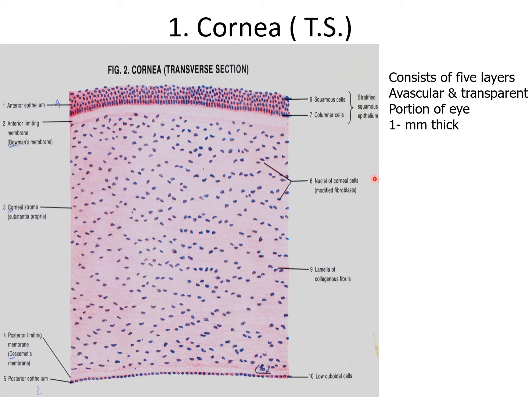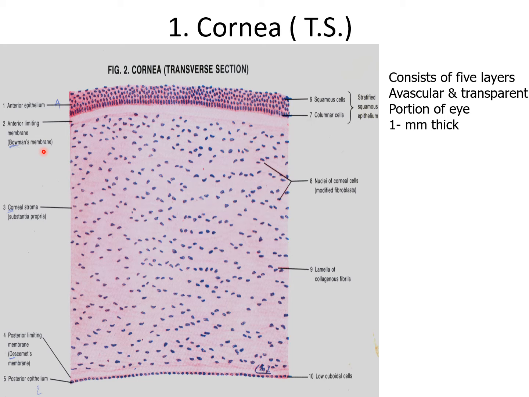Now the second layer is Bowman's membrane, or the anterior limiting membrane. The corneal epithelium rests on the anterior limiting membrane, also called Bowman's membrane. With the light microscope, this lamina appears structureless, but with the electron microscope it is dense and homogeneous, made up of fine collagen fibers embedded in a matrix. It gives great stability and strength to the cornea. It also acts as a barrier to the spread of infection. Once damaged, it cannot regenerate, leading to scar formation and permanent impairment of vision.